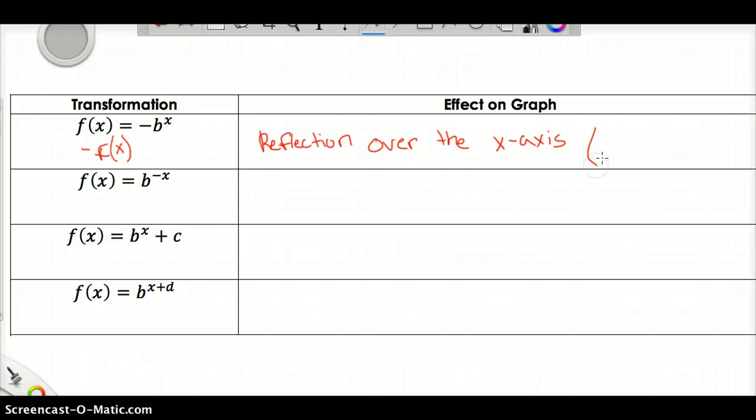And remember, it's really important to remember what a reflection over the x-axis is going to be in terms of the way the function's moving. This is going to be a vertical reflection, right?